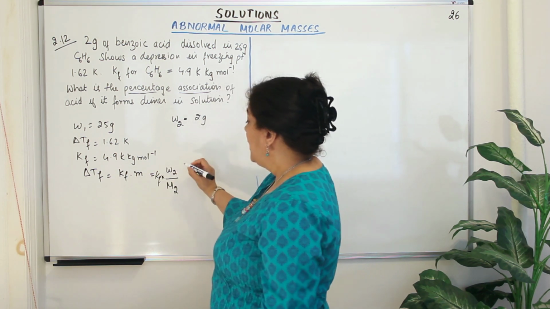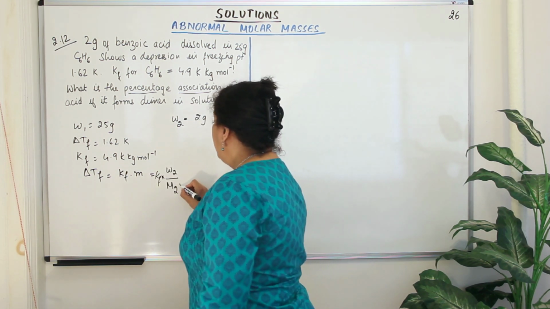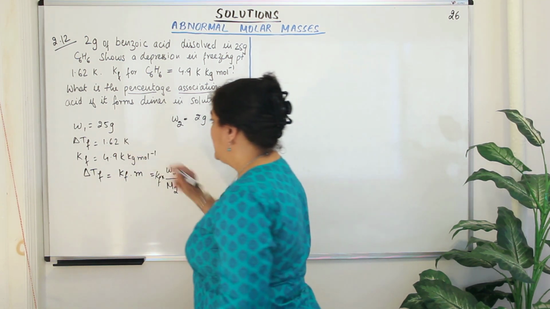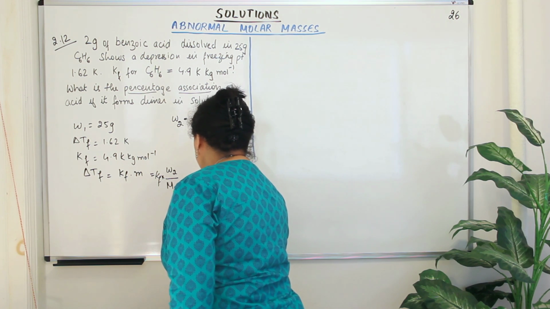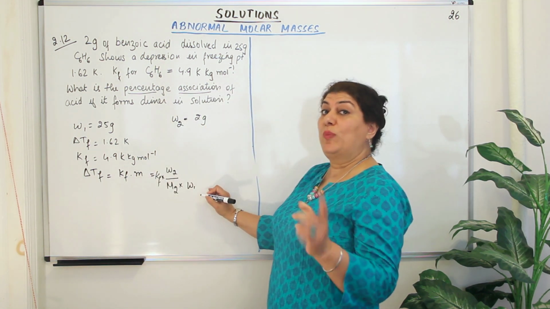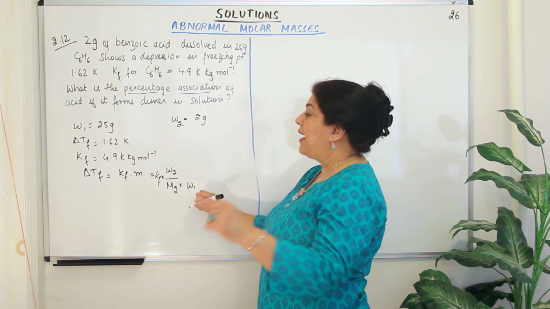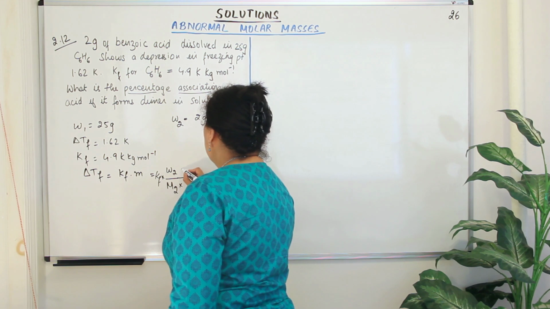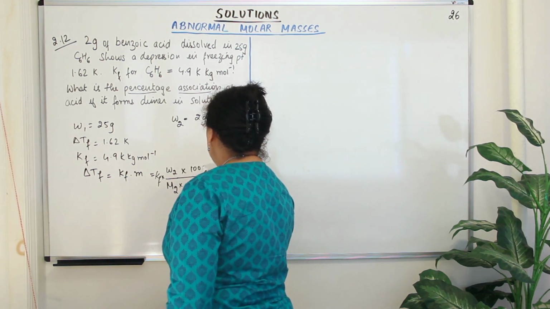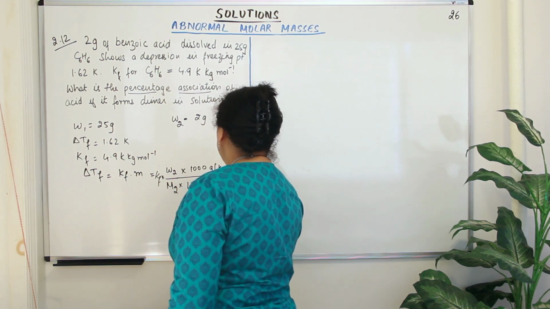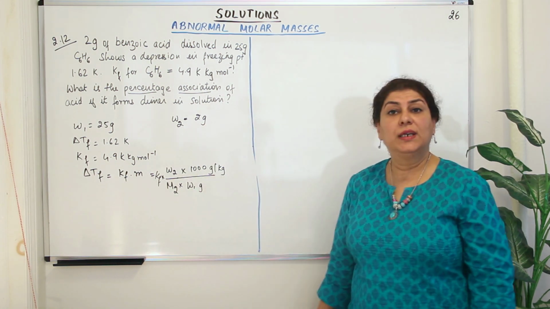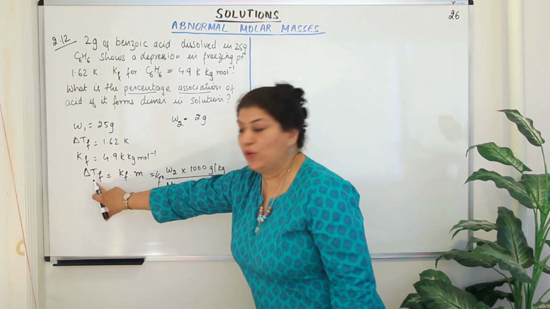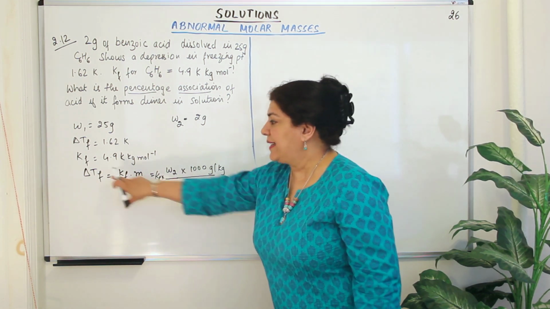And this is divided by the mass of the solvent. Mass of the solvent is 25 grams, which is W1. But we want the mass of the solvent in kgs. In order to convert grams into kgs, you divide it by 1000 grams per kg. So this is the formula that you would get. Now we need to find out the molar mass because we have the value of delta TF. So let us exchange these two.